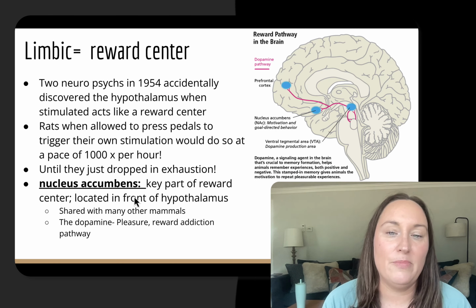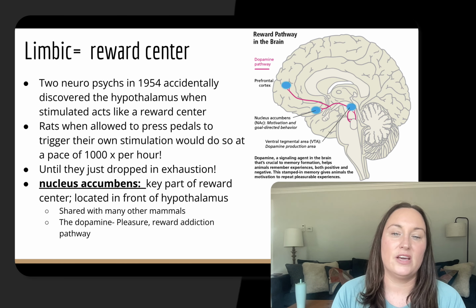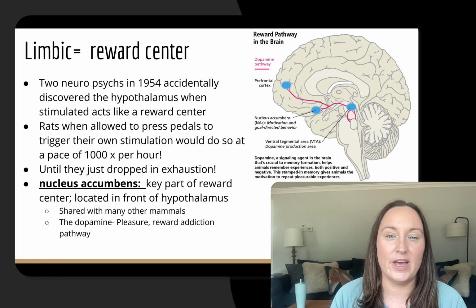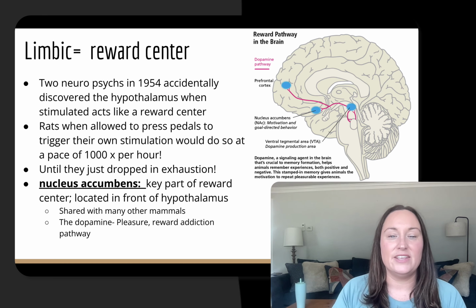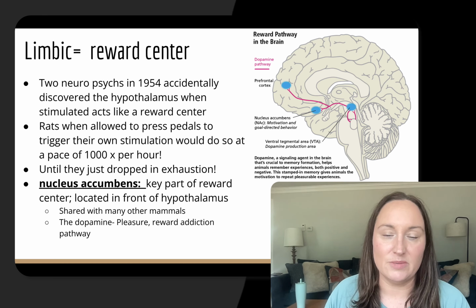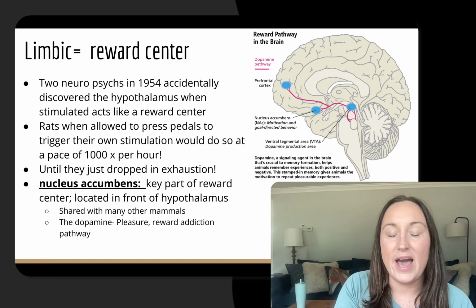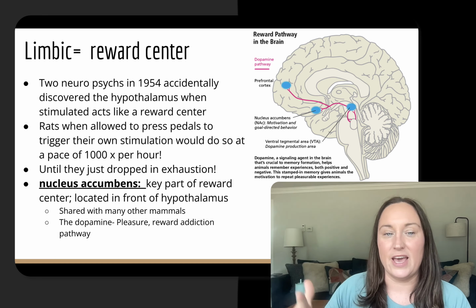So when you think about the limbic system, it has something called the reward pathway. We talked about dopamine in a different mod. Dopamine is that pleasure reward neurotransmitter. Remember, it's not about happiness. It's the do it again button.